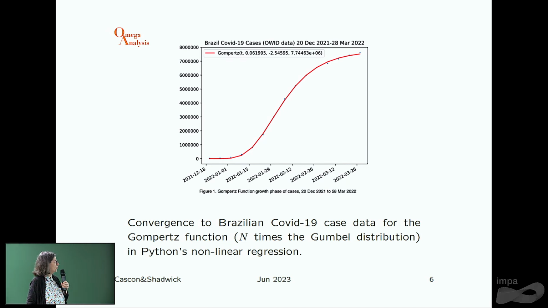This is one example in Brazil for COVID cases, the weekly cases. And this is a Python fit with a Gompertz, a scaled Gumbel distribution. You can see in the graph how good the fit in red matches the data in blue dots. And you have the parameters. The first is the A, the second is the B, and the third is the N. That's a scalar N times the Gumbel distribution.